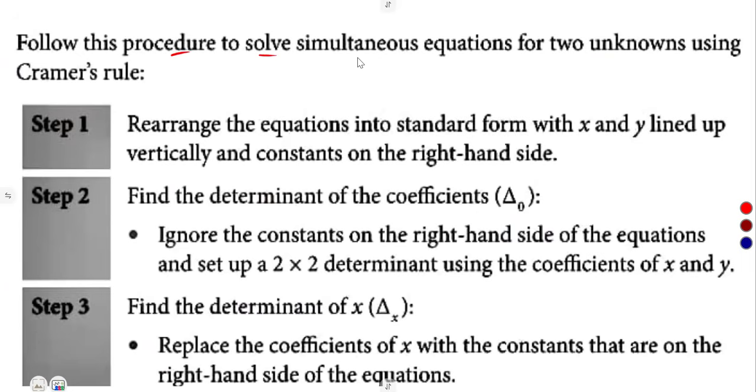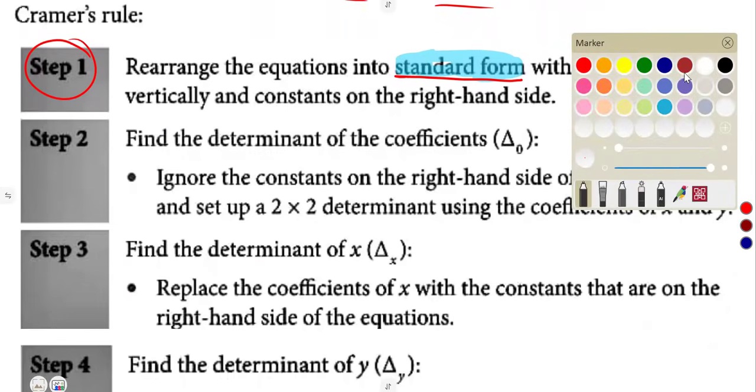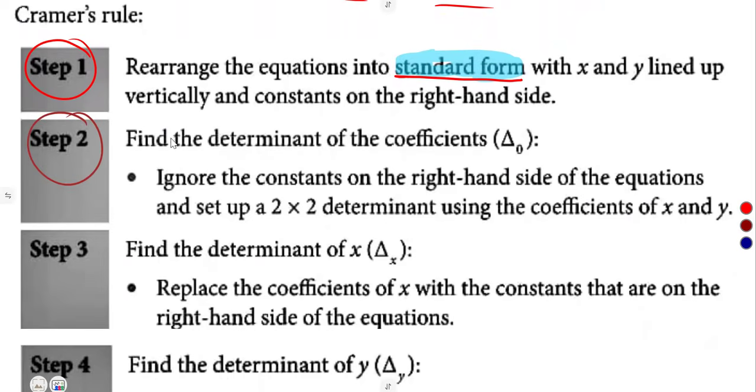Follow this procedure to solve simultaneous equations for two unknowns using the Cramer's rule. Step number 1, rearrange the equations into standard form. So that is the format that I presented there, your standard form first, with X and Y lined up vertically and constants on the right hand side. All right, that is our standard form. We know that one. Then number 2, find the determinant of the coefficients, which is our delta naught. We saw the formula. Ignore the constants on the right hand, set up two determinants.